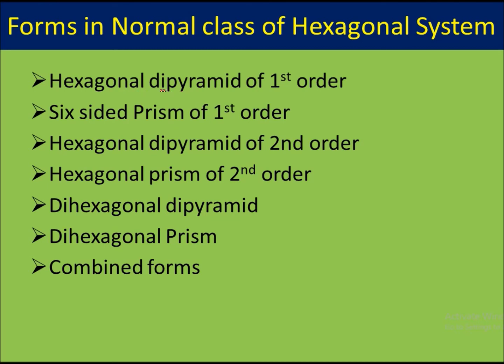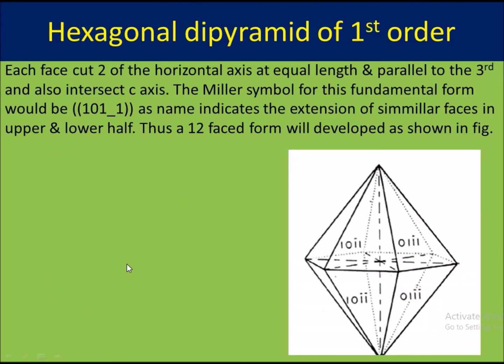First one is hexagonal dipyramid of first order. We will also talk about the meaning of this order. Then six-sided prism of first order, hexagonal dipyramid of second order, hexagonal prism of second order, then dihexagonal dipyramid, then dihexagonal prism, and we will also see some combined forms. Now coming to the first form, how this form will grow or develop in the normal class of the hexagonal crystal system. You can see here hexagonal dipyramid.